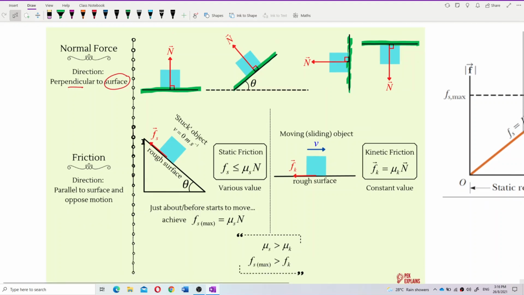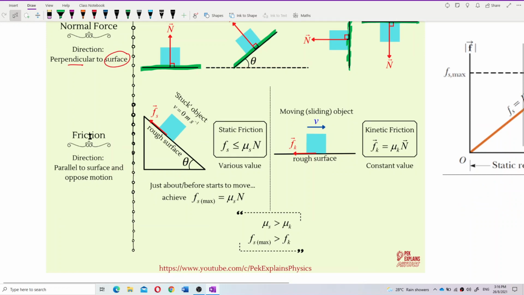Okay, next is about friction. Friction also, you must have a surface in contact, and the surface must be a rough surface. The keyword is rough surface, or sometimes it can give you the value of mu s or mu k, the coefficient of friction. It gives you the mu value of the surface, or mentions the surface is rough. Okay, so we can say the surface has friction.